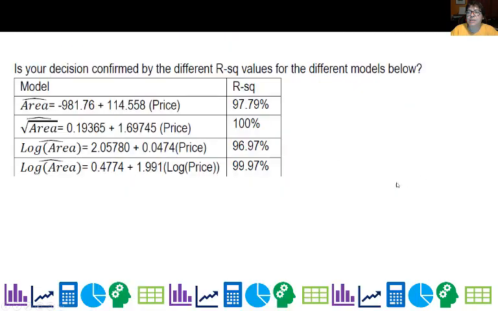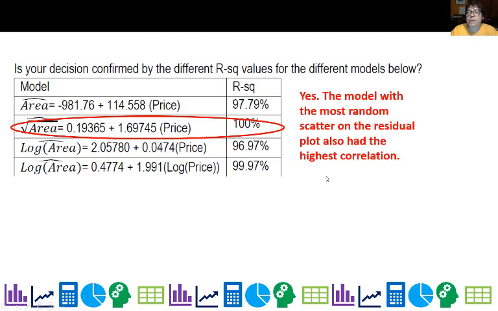Last but not least, let's go ahead and look at a table of the different models and their R squared. And the one with the highest R squared is, again, the square root of the area one. So is our decision confirmed by the R squared values? Yes, it is. The model with the most random scatter on the residual plot also had the highest correlation.